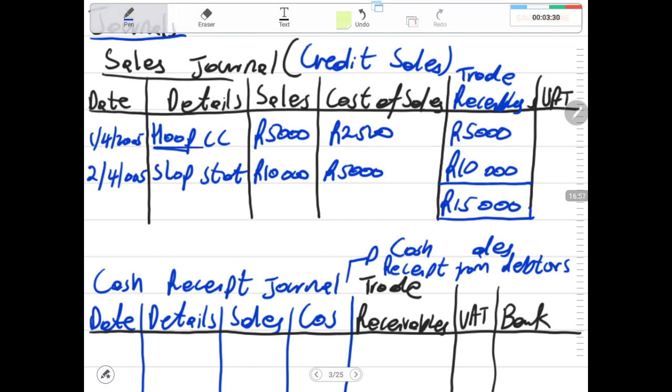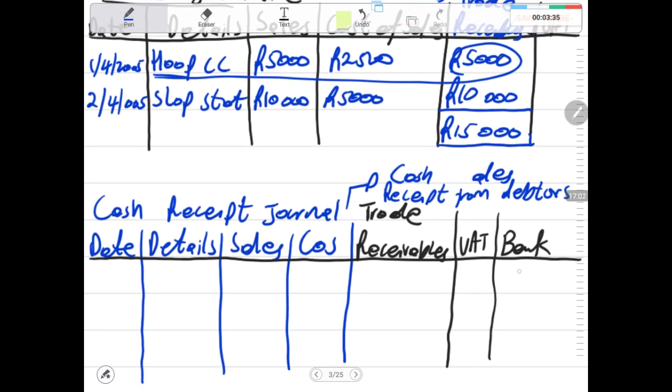So now we'll have to say, oh, we received money. How much have we received? We received, let us say, 2,500. We received from who? We received this money from Hoop Close Corporation. Oh, that means Hoop Close Corporation is a debtor.